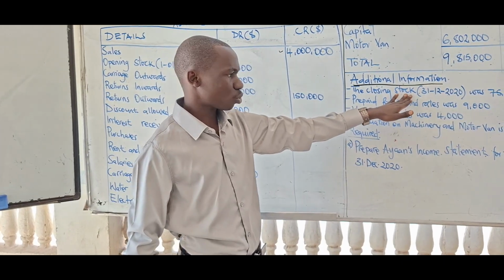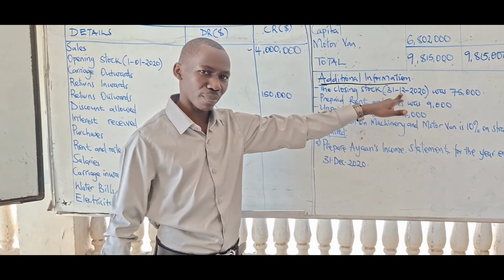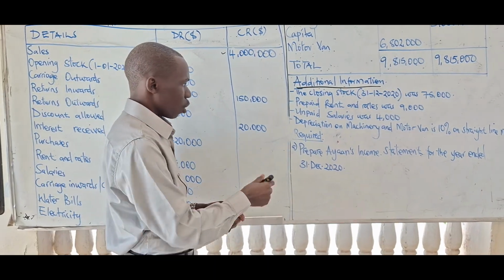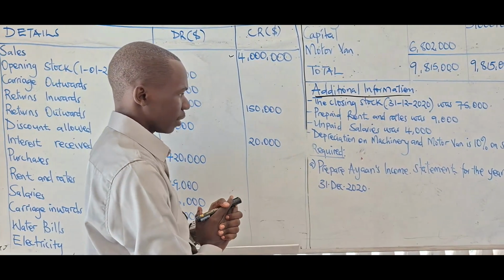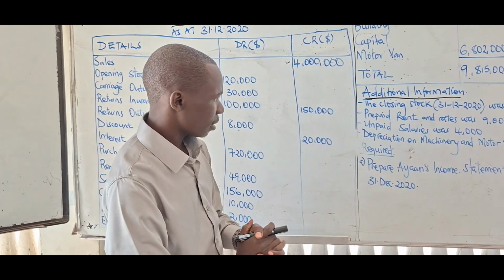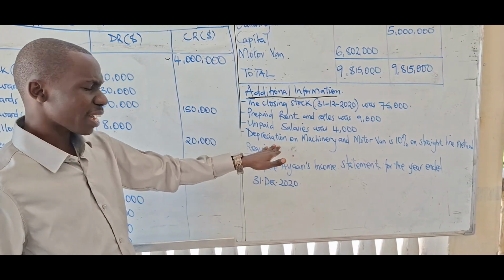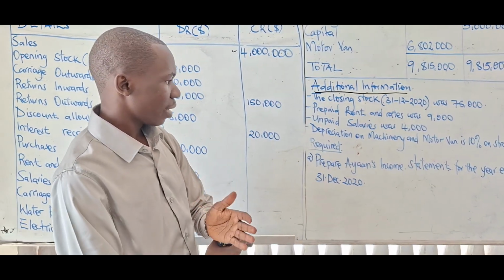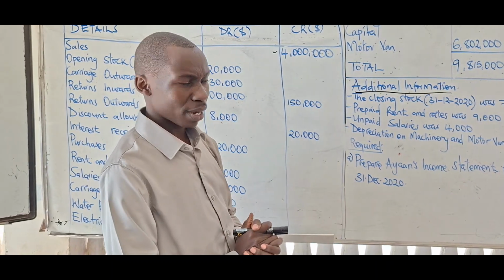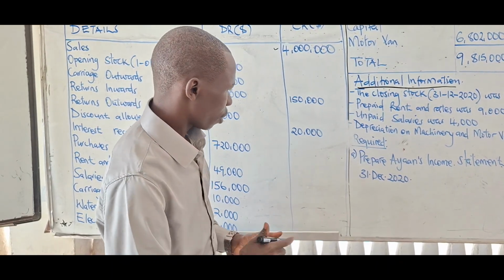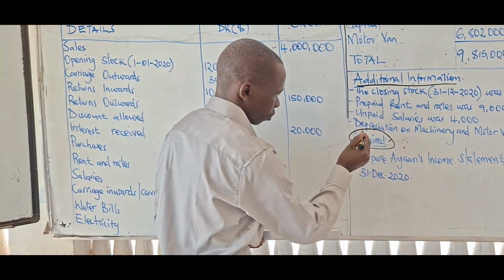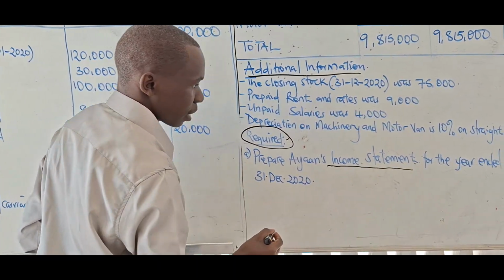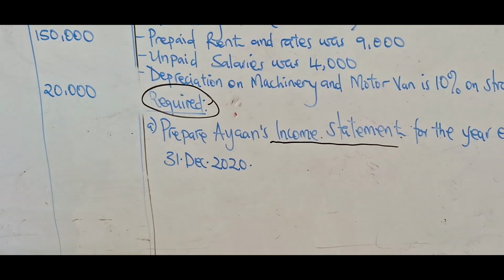However, they're also giving additional information which is outside the trial balance. Closing inventory as of 31st December 2020 was 75,000. Prepaid rent and rates 9,000. Unpaid salaries 4,000. Then they are giving the depreciation of machinery and motor van at 10% on straight line basis. We are required, in this video, to prepare Iron Traders' income statement for the year ended 31st December 2020.